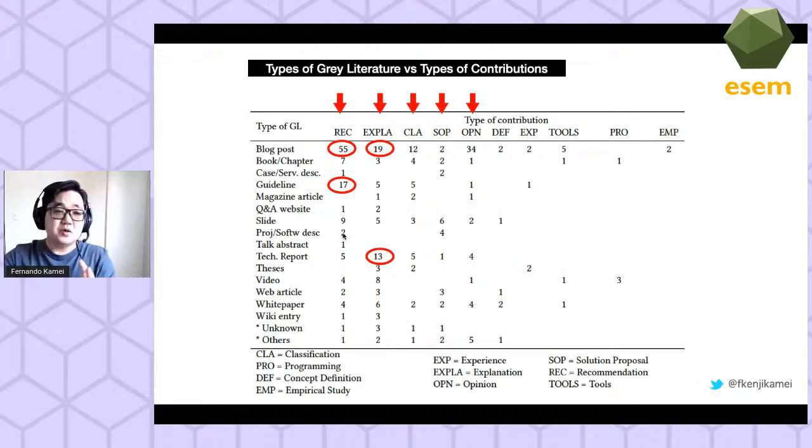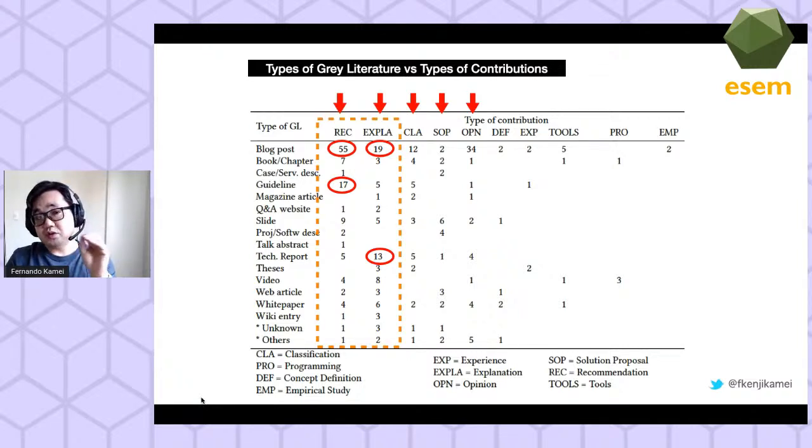In relation to the contributions identified, the most common were to provide recommendations, explanations, classifications, solution proposals, and opinions. Let's turn our attention to the contributions related to recommendations and explanations. As we can see, recommendations were most identified in blog posts and guidelines, and explanations in blog posts and technical reports.